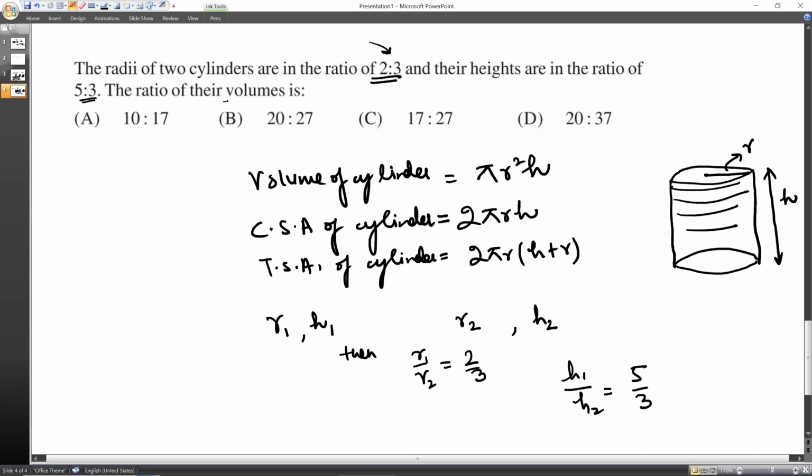Find the ratio of their volumes. Actually, you have to find pi r1 square h1 upon pi r2 square h2. You have to find out this value. Find it, please.